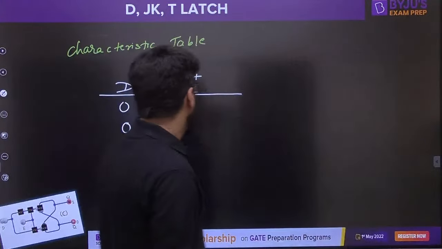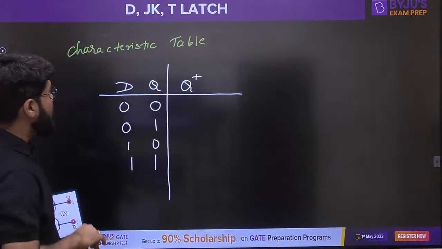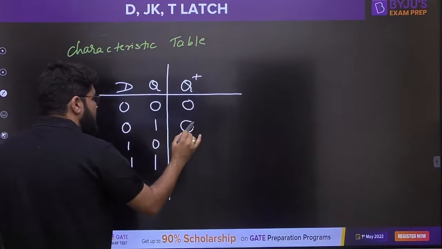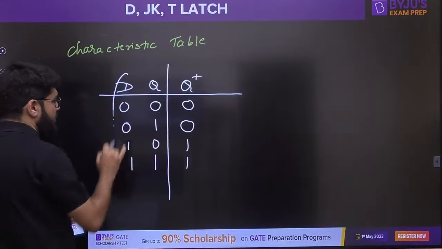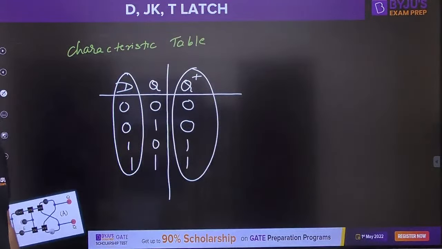Now Q plus is equal to D. So if D is 0, Q plus is 0. If D is 1, Q plus is 1. That means you just copy the D to the Q plus.